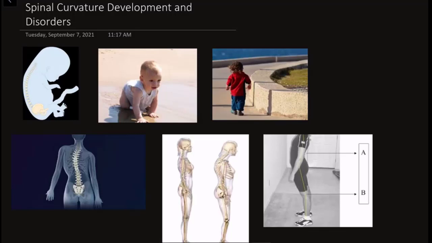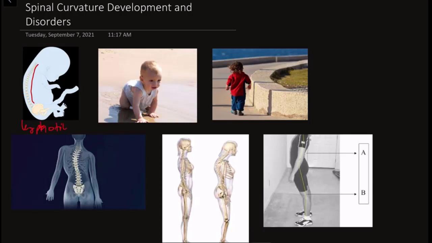Hello everyone, and in this video we are going to be talking about spinal curvature development and disorders. If we look at a baby in its mother's womb, we're going to note that the baby's in this fetal position where it's really hunched over, and this is what we are going to refer to as a kyphotic curve. This curvature right here that's literally just like a C is called kyphotic. I will try to spell this correctly.